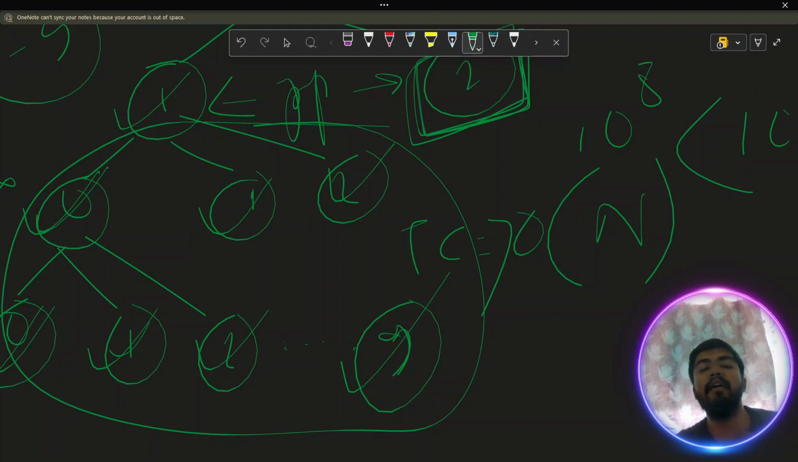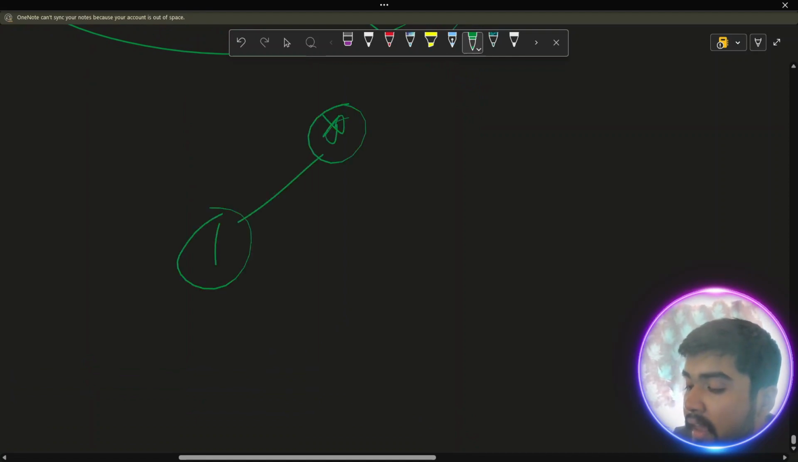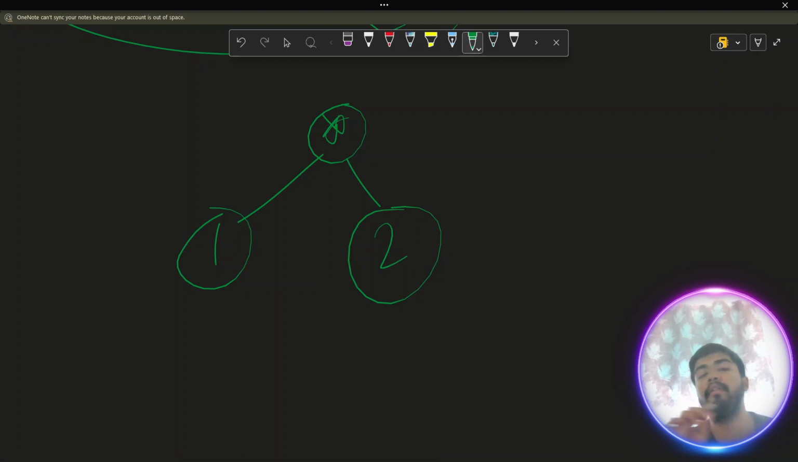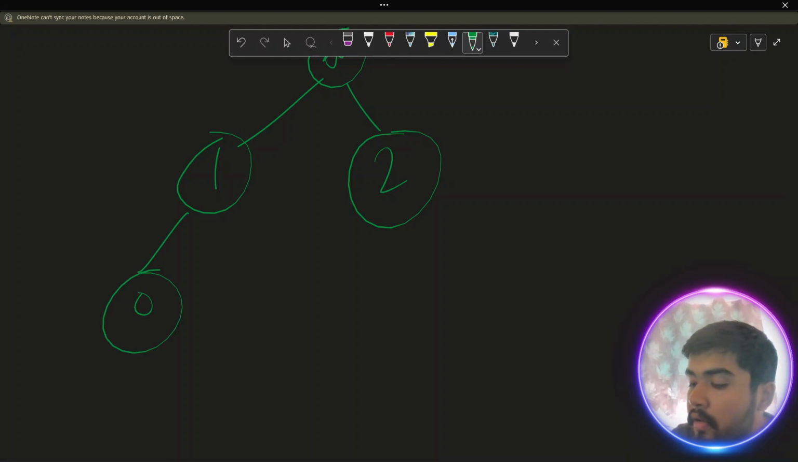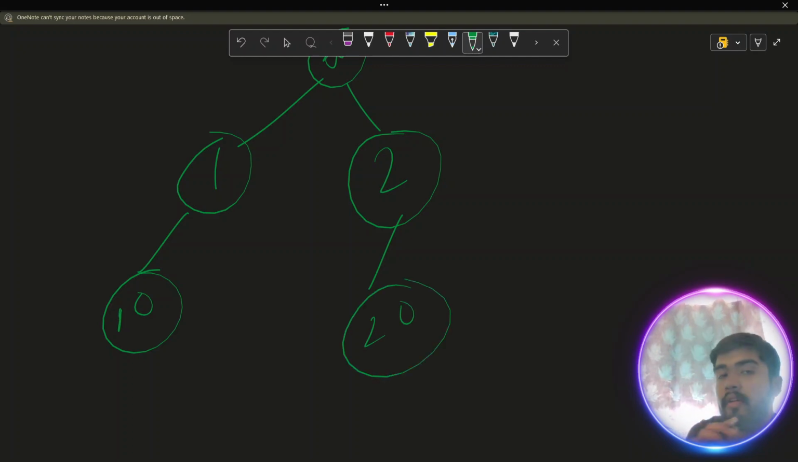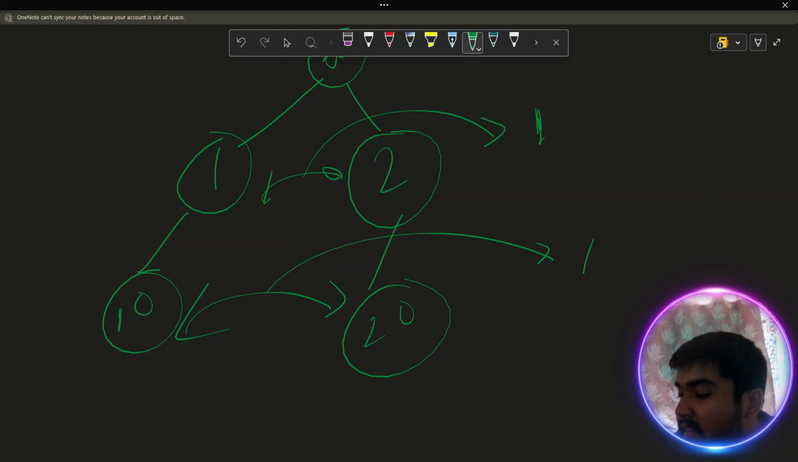So let's calculate that. If I take two nodes, let's consider them one by one. For 1, the next number is going to be 10. For 2 also, it is going to be 20. So now if I check the difference between the node starting from 1 and the node starting from 2, what is the delta here? It's 1. And at this next place, the delta is 10.